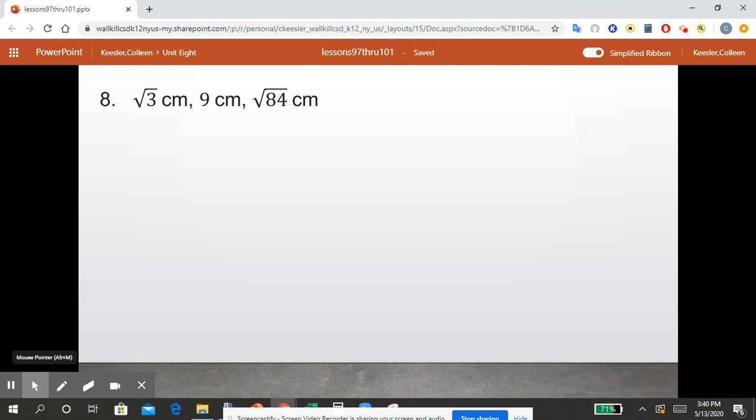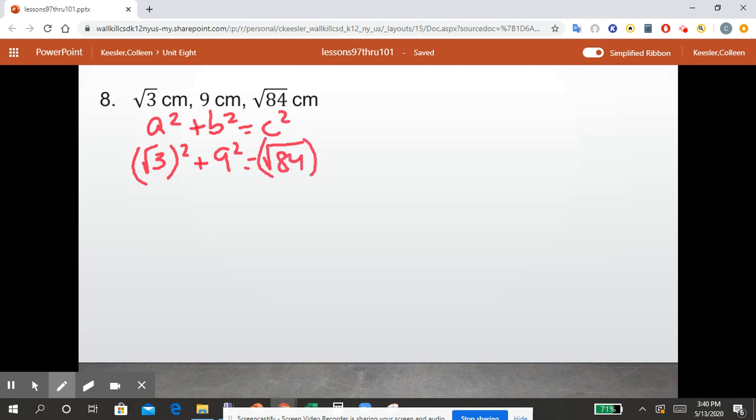Number 8, now I have 2 irrational numbers that I have to work with here. Again, entering them in order as a squared plus b squared equals c squared. We have square root 3 all squared plus 9 squared equals square root 84 all squared. So that's 3 plus 81 equals 84, because again, remember, the square root and the square cancel each other out. And 3 plus 81 is 84. So once again, this is a right triangle.